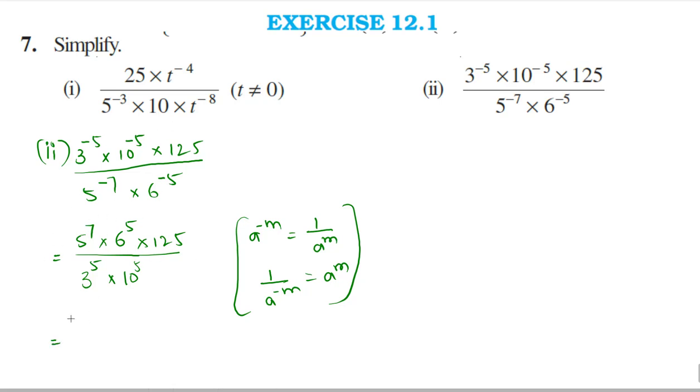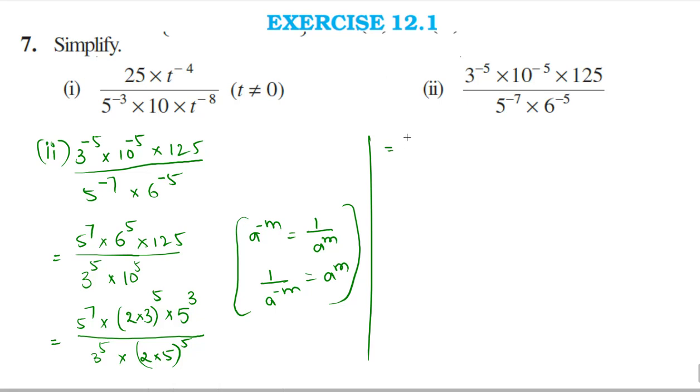So this is equal to 5 to the power of 7 times 6 to the power of 5 we have. We can write 6 as 2 into 3, so whole to the power of 5. Then 125 can be written as 5 cube, divided by 3 to the power of 5 into 10, which can be written as 2 into 5. So 2 into 5 whole to the power of 5.